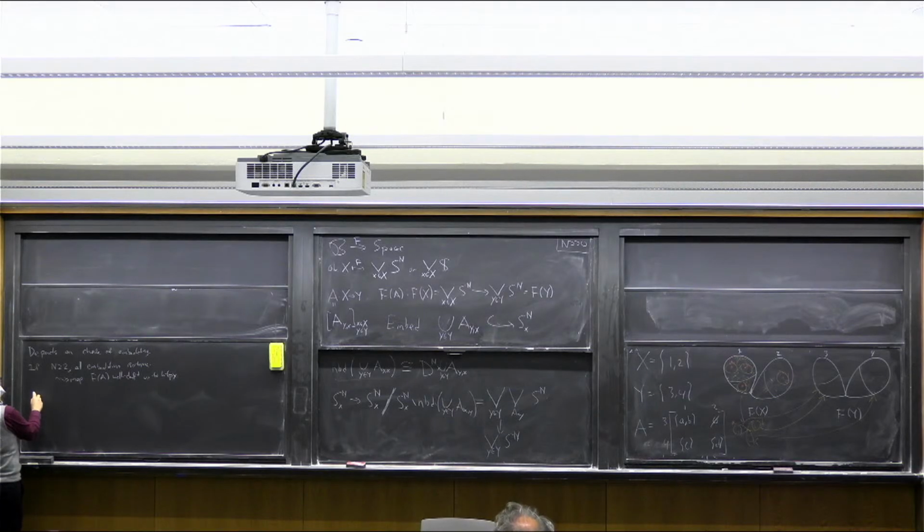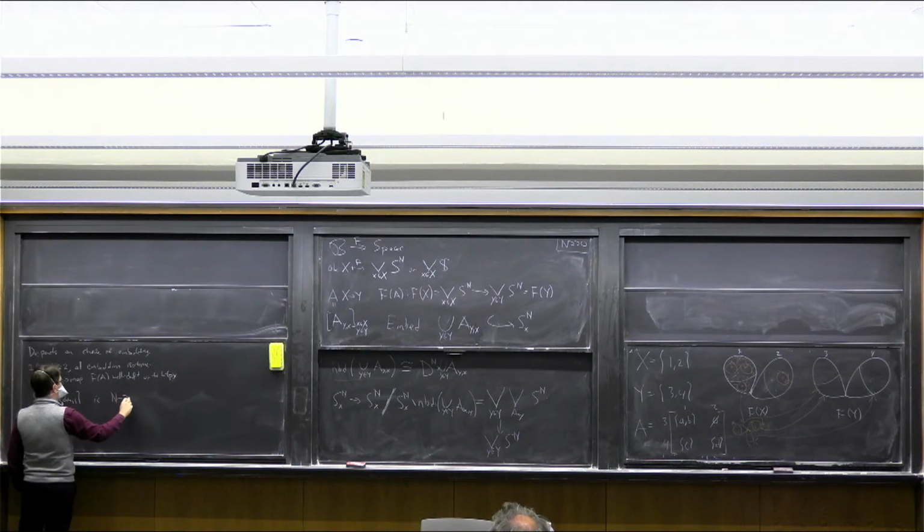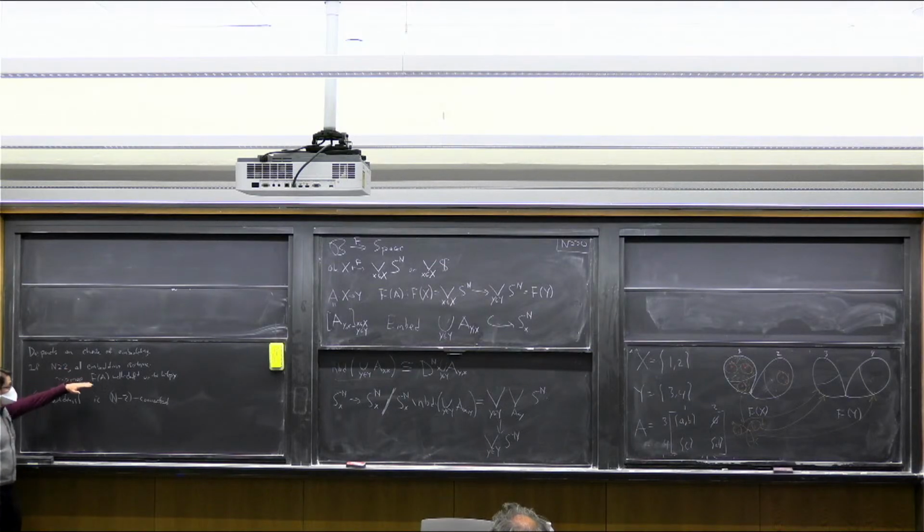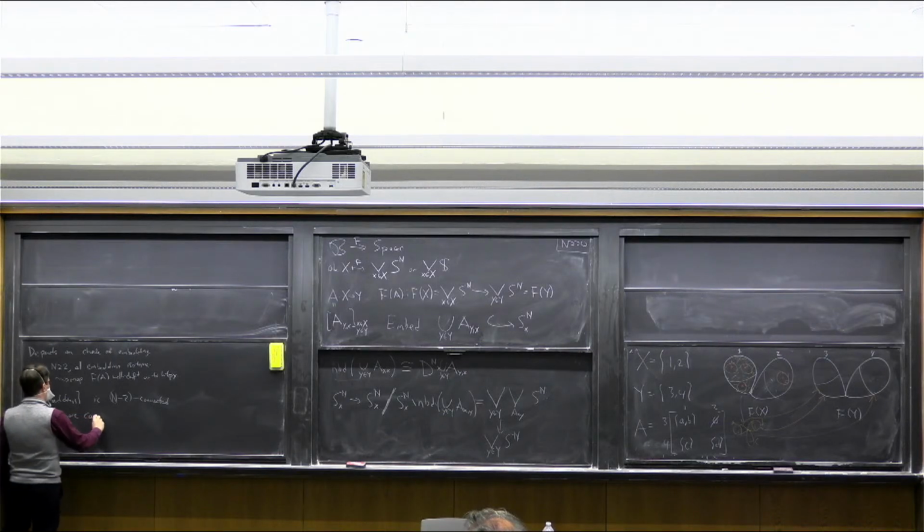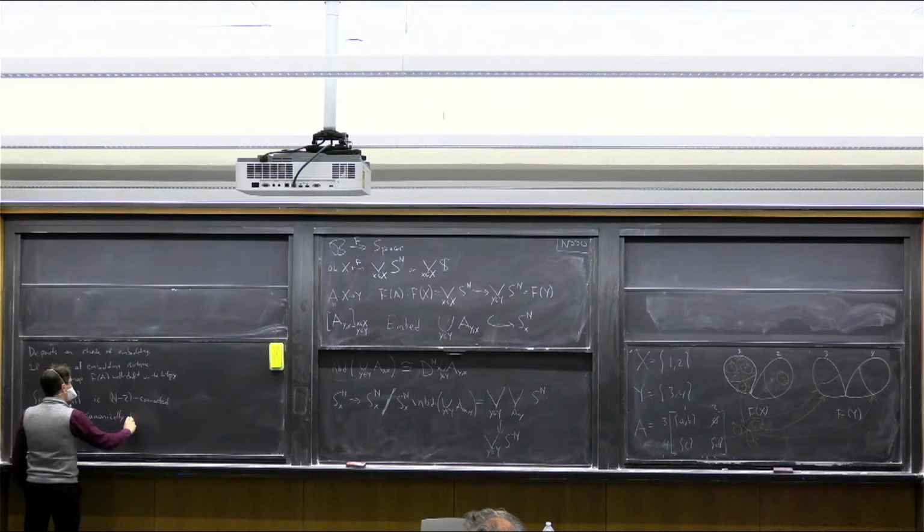In general, the set of embeddings is n minus 2 connected. So if n is at least 3, all of the choices of homotopy are homotopic, and if n is at least 4, whatever the next stage of that, and so on. So this becomes more and more canonically homotopic as n increases.